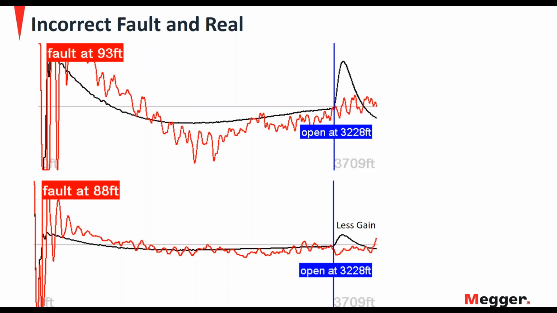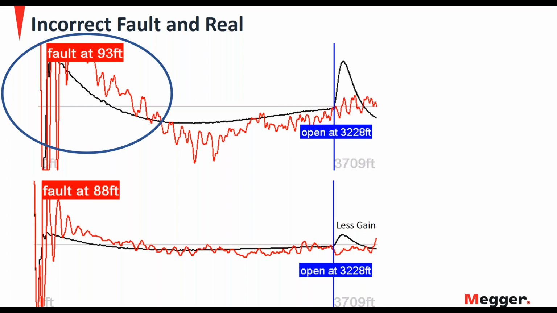Now let's move on to a fault that's significantly more difficult. In this case, we have two results for the same cable, and the first time we took a shot, we got a reflection at 93 feet, or a fault distance of 93 feet, but I can't clearly distinguish anything in this.